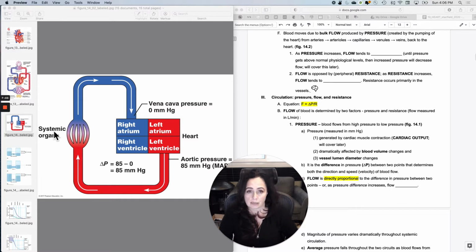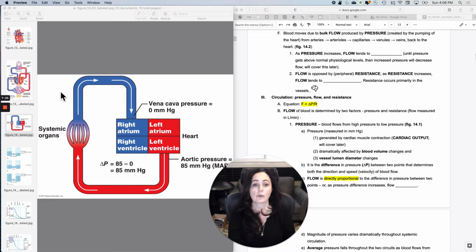The pressure is created by the pumping of the heart, of course. And the pattern that you are going to see almost always is from ventricles to arteries to arterioles to capillaries to venules to veins, and then back to the heart. And the pressure differential goes from about 85 millimeters of mercury in the biggest arteries near the heart, think aorta, to the vena cava, where it's about 0, and the pressure falls, and therefore the blood flows unidirectionally.